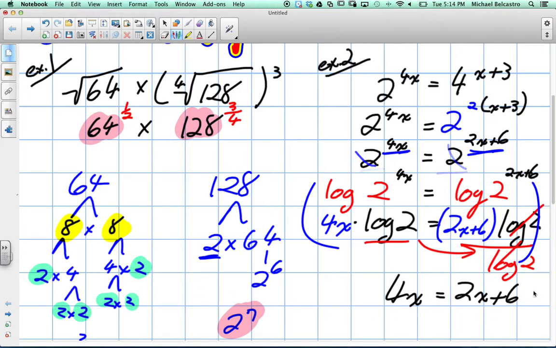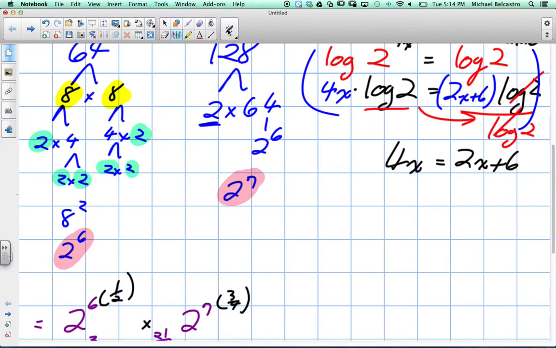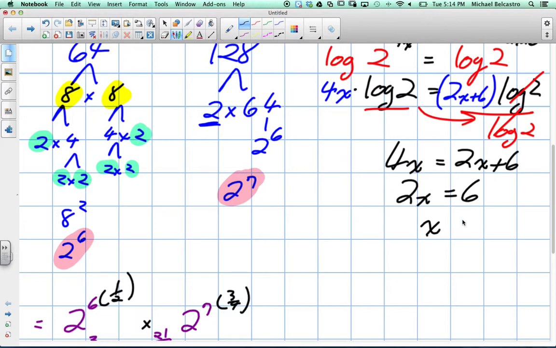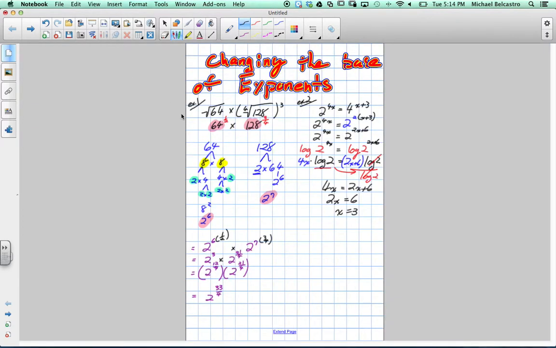From here, it becomes just strictly a linear equation we're solving for x, right? So we bring this 2 over. It becomes 2x is equal to 6, and x is equal to 3. Does that make sense? Yeah.